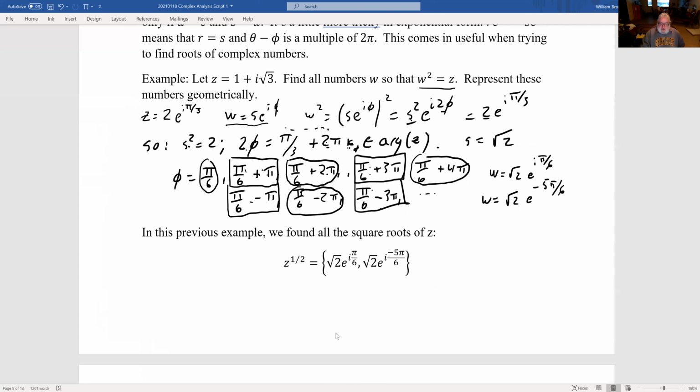Now if I represent these geometrically, what are they? Well, z is at an angle up here. It's at distance 2, and the angle is pi over 3. This w is, we've cut the angle in half, and the length now is root 2. It's the square root of this, and the angle is pi over 6. The other one is directly opposite it, and it's also root 2, so this is root 2 at minus 5 pi over 6. These two angles differ by pi, so these are diametrically opposed. So when I get two square roots, they're diametrically opposed to each other across the origin, and they have the same length. A nice geometric representation of that.